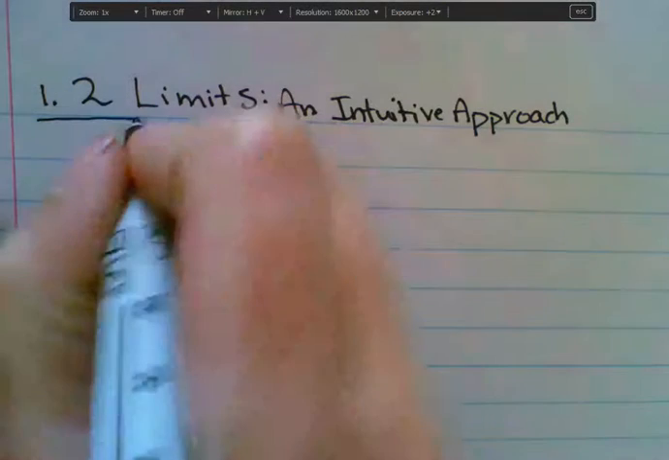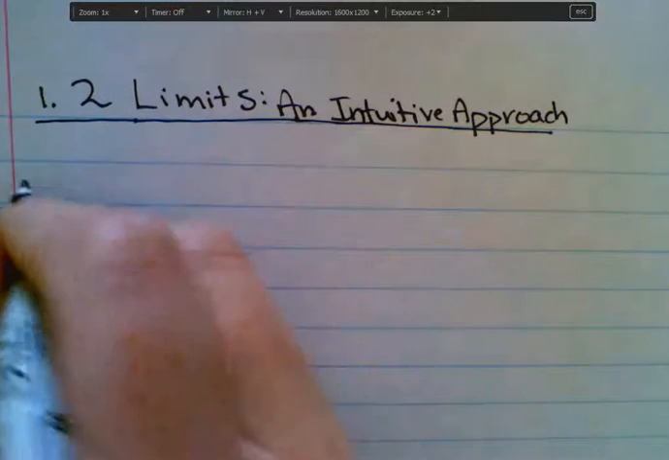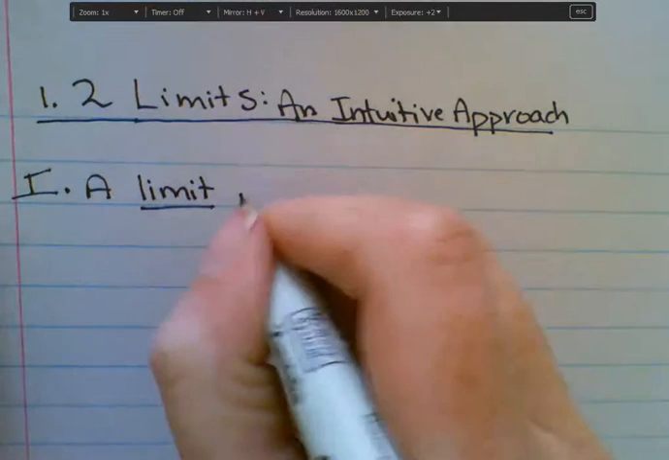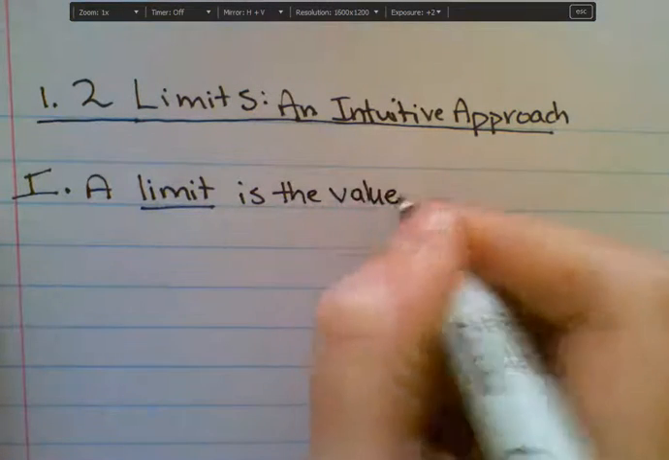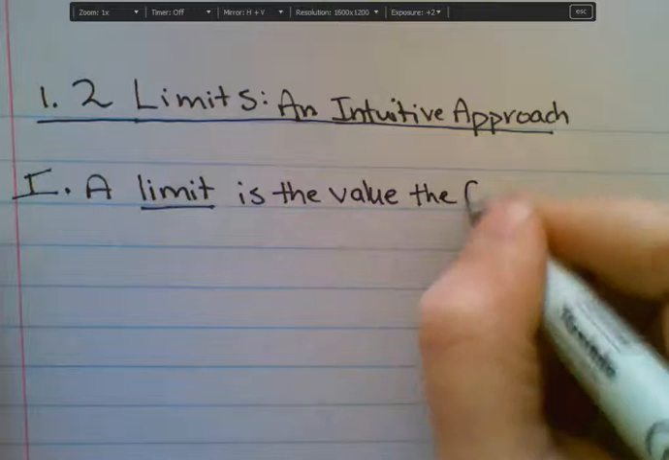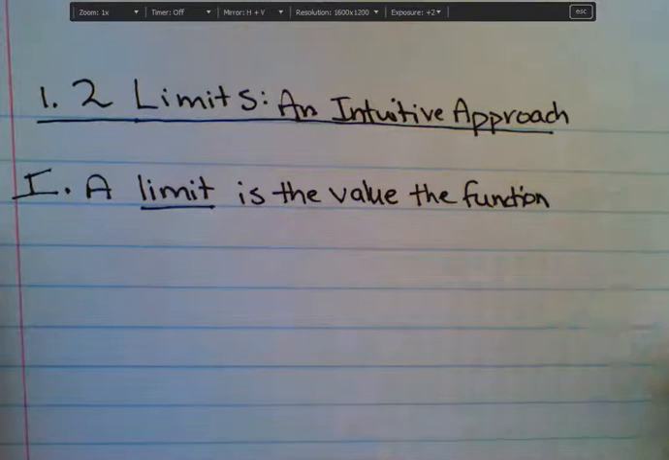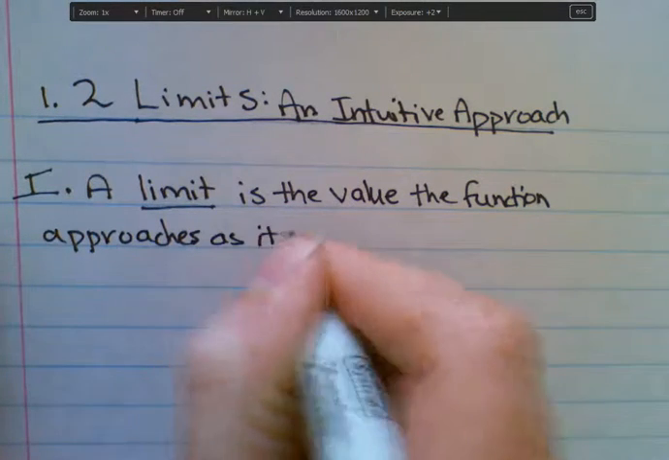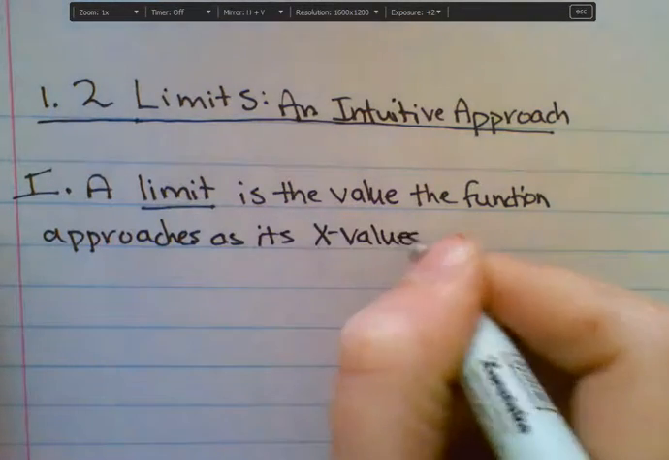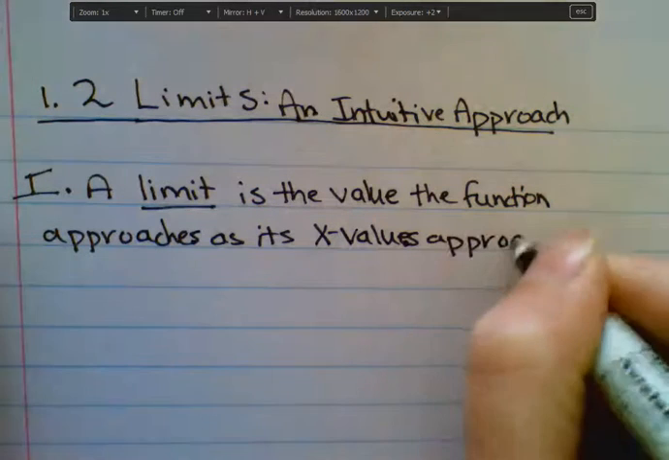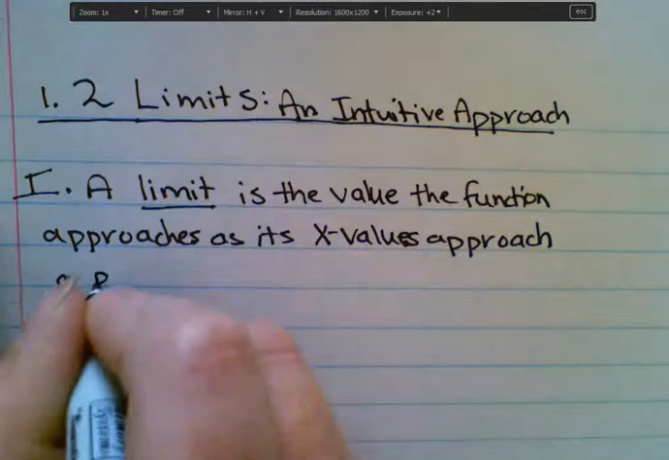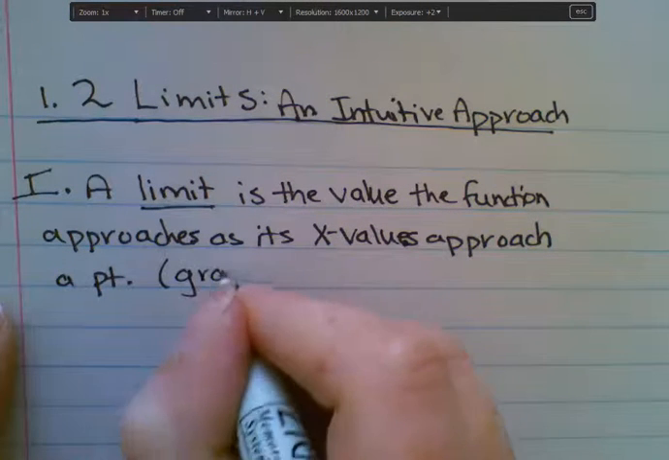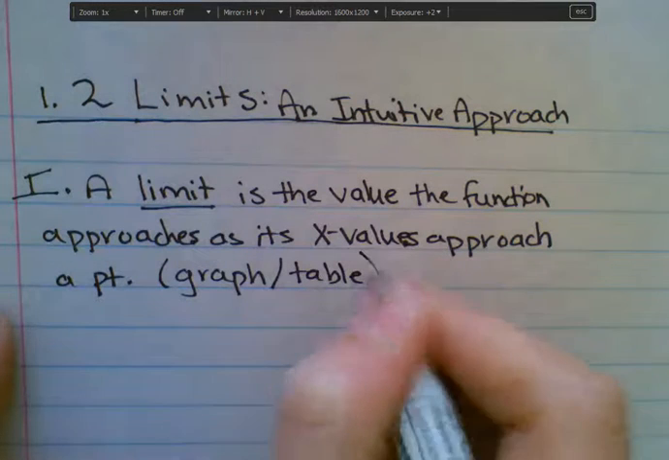All right, so first thing is let's go ahead and define what a limit is. So Roman numeral 1, I'm going to say a limit is the value the function approaches as its x values approach a point. And today we're going to talk specifically about how we use a graph and also a table to help find out what a limit is going to be.